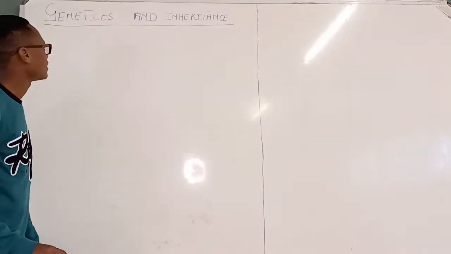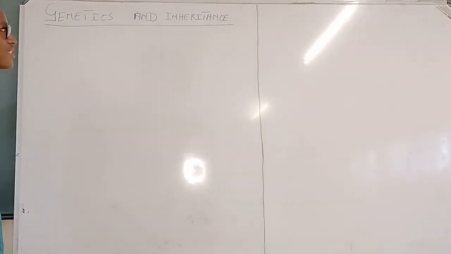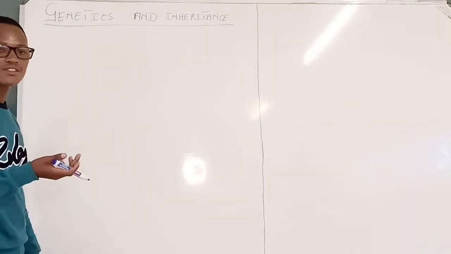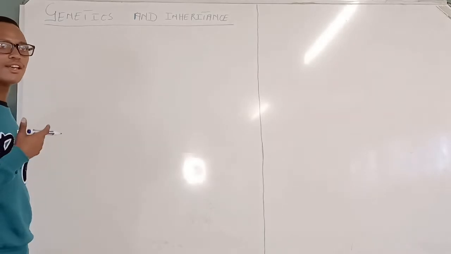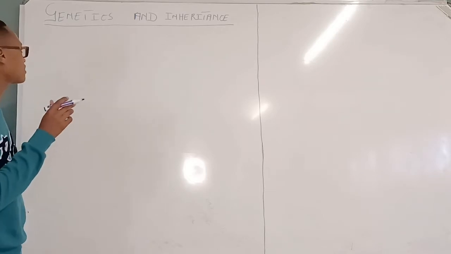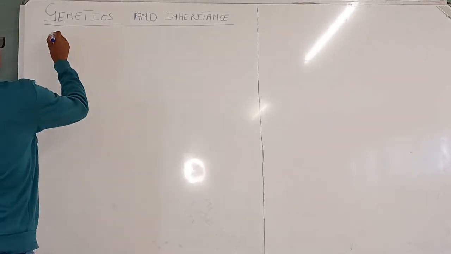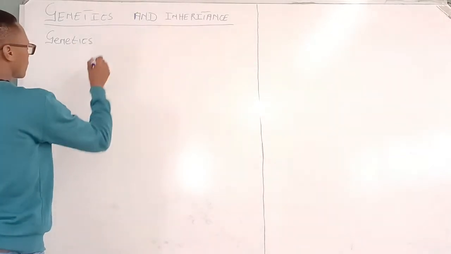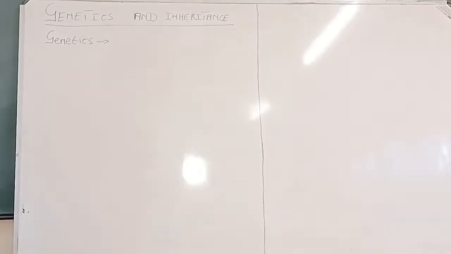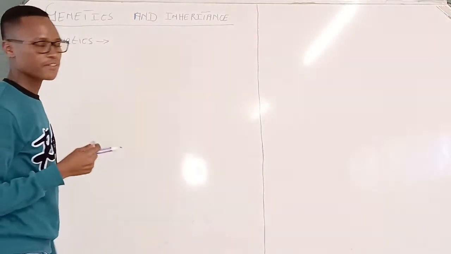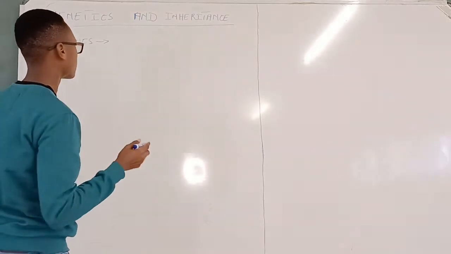As all of you can see, the topic is genetics and inheritance. It means that we are going to focus on a science known as genetics. Genetics is a science, so you have to understand several terminologies that are used by geneticists. First of all, we have to know what genetics is. Genetics is the study of heredity and variation.